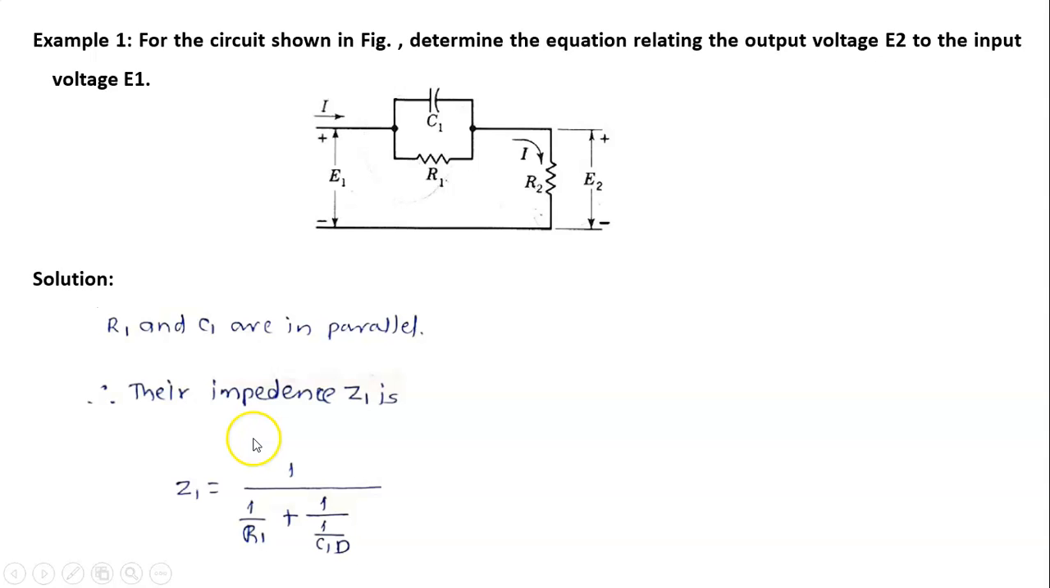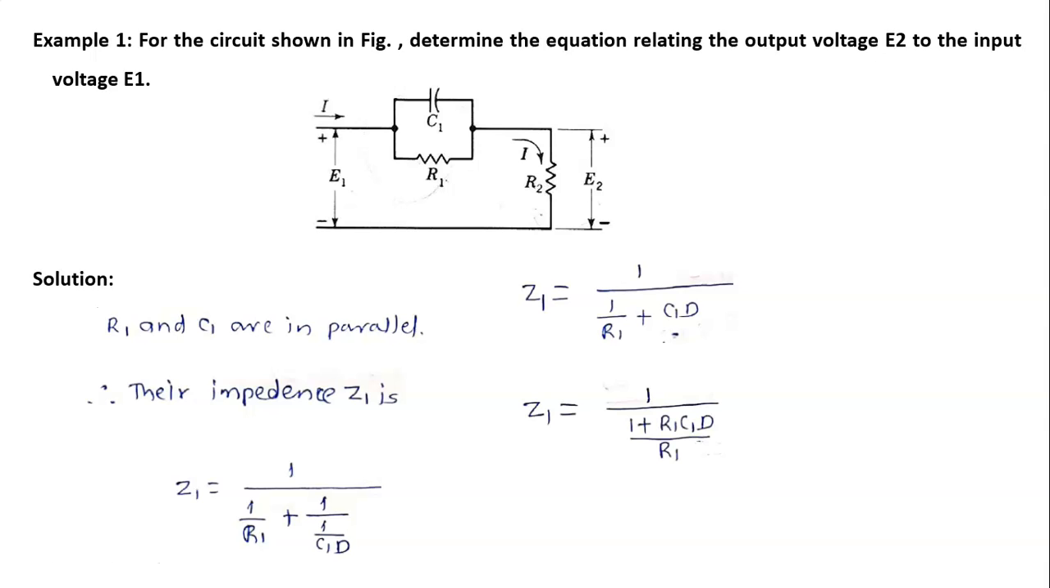Therefore, the reciprocal of 1 upon CD is 1 upon 1 upon C1D. Now by simplification, Z1 is equal to 1 divided by 1 upon R1 plus C1D. Next, by simplification, Z1 is equal to 1 divided by 1 plus R1 C1D divided by R1. Therefore, Z1 is equal to R1 divided by 1 plus R1 C1D. This is the impedance of these two elements, that is C1 and R1.